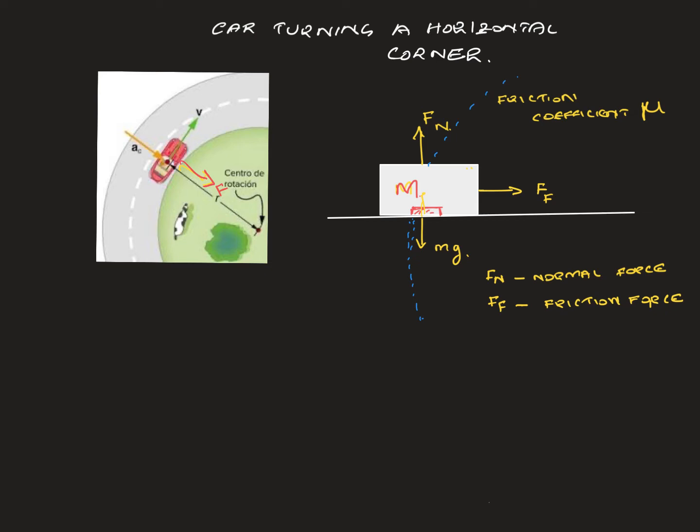So what will happen if we don't have a friction force? If we don't have a friction force, the car will continue in the direction which is tangent to the circle. So let's look at a typical scenario.